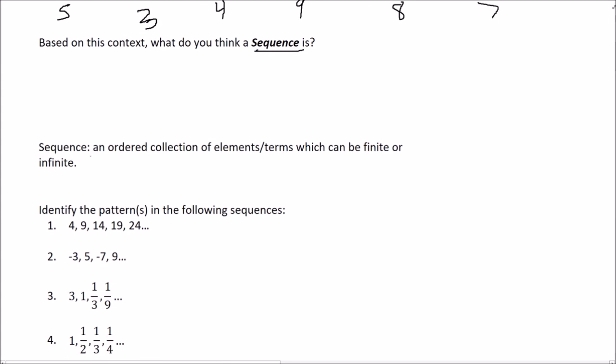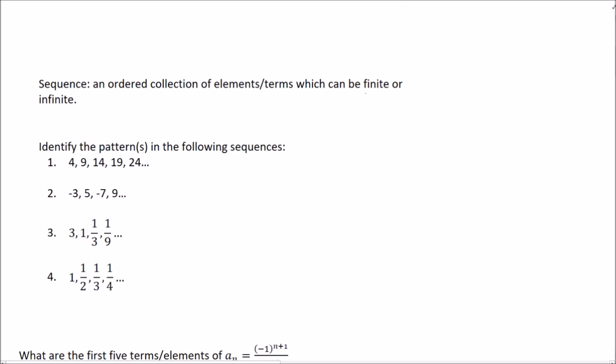We've got our definition here. Notice the ordered collection can be finite or infinite. It could go on forever, like 1, 2, 3, 4, 5, 6, 7, 8, 9, 10. That list could go on forever all the way through infinity. So let's just do a little bit of pattern recognition here. I've got these examples down here, identify the pattern. Now, one way that you could identify the pattern is you could try to figure out what the next thing is in the list, the next element.